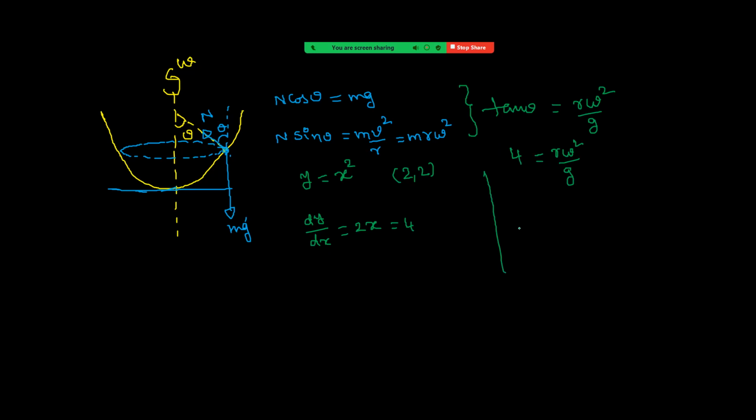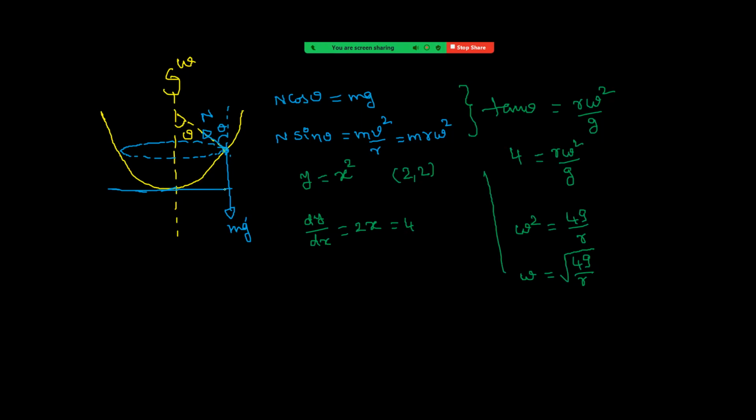Right? So omega square is equal to 4g by r. Therefore, omega equal to root of 4g by r. Okay. So in this, we should calculate what is r, the radius of that circle, right? And you can see the radius of that circle is nothing but the x coordinate.